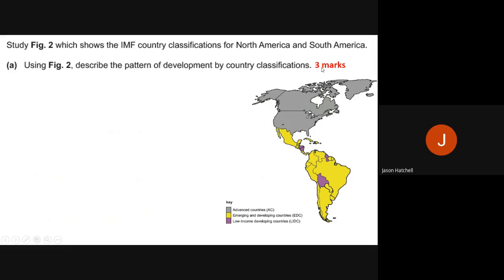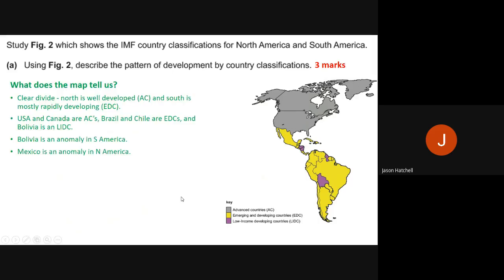So we've got to have a trend. We've got to have an example. And we've got to have an anomaly here to get 3 marks. You can see there's a key for this figure. The grey ones are advanced countries like the UK. So they are rich. The emerging developing countries, so the EDCs, they are yellow. And we can see that the low income ones, the poorest of the nations, are in purple.